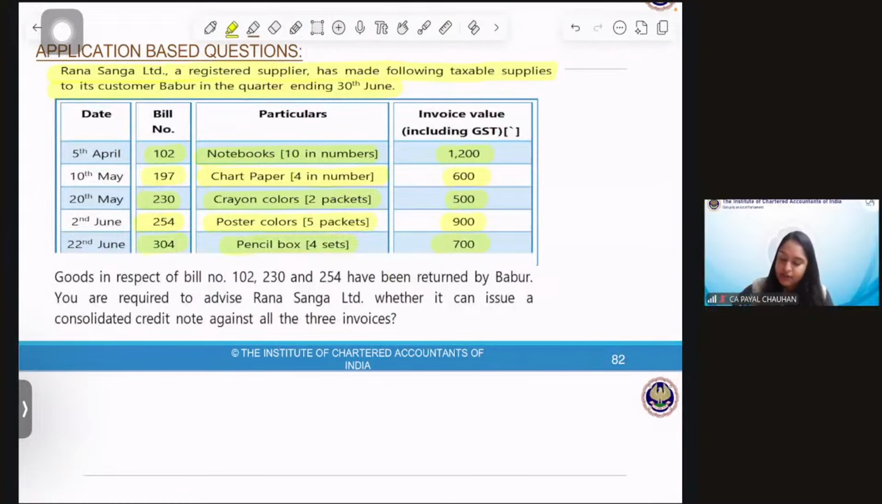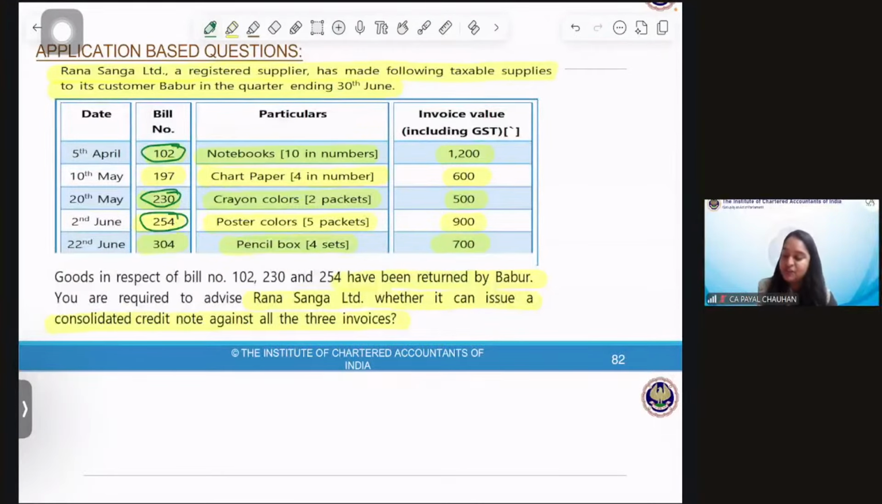Now, goods in respect of bill numbers, which bill numbers? 102, 230 and 254 have been returned by the Babur. You are required to advise Rana Sangha Limited whether it can issue a consolidated credit note against all the three invoices. Yes or no?